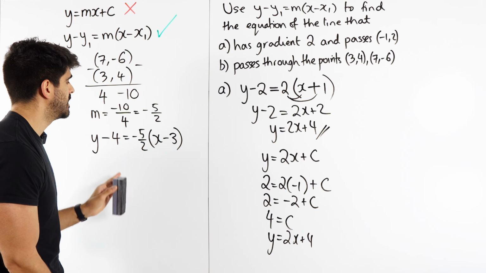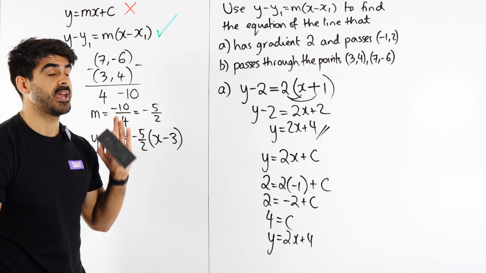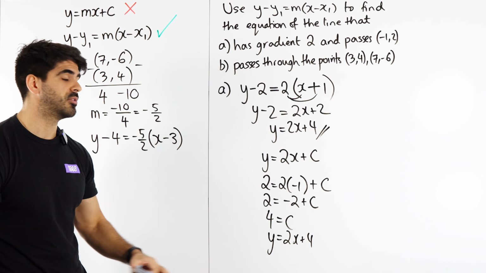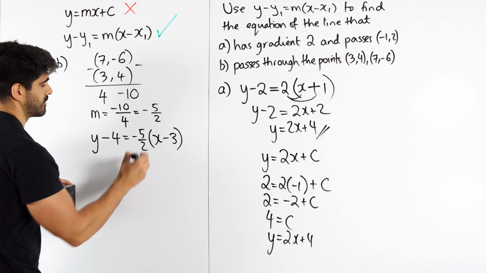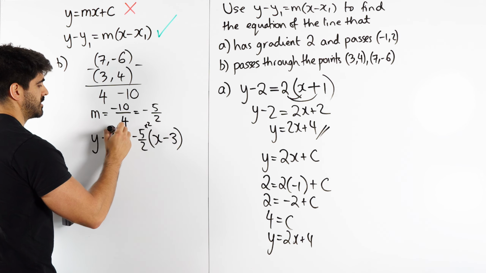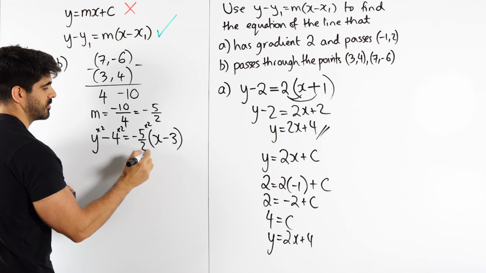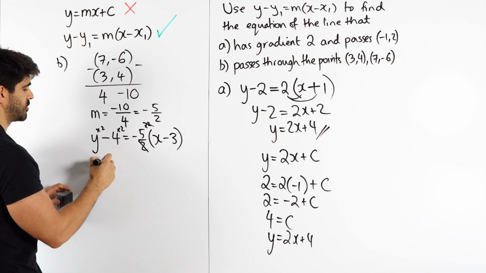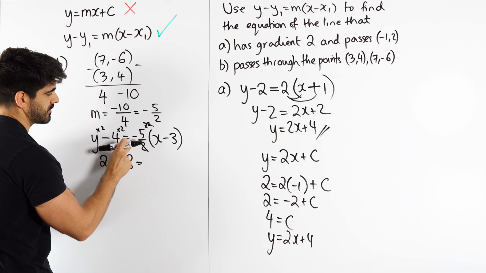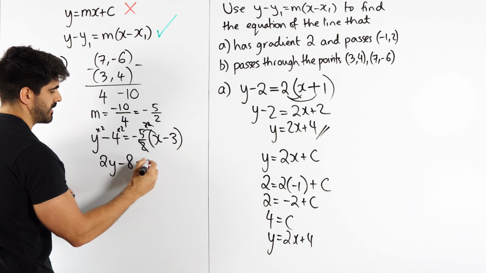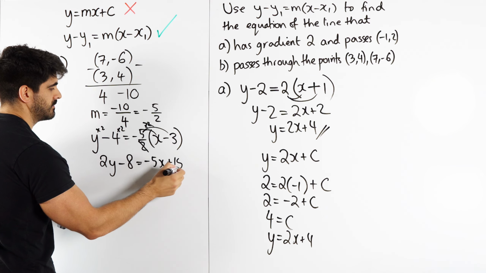However, traditionally, when we have fractional gradients, they like the form to be ax plus by plus c is 0, where everything is integers. We don't like fractions. So what I'm going to do is multiply everything by 2 to get rid of that division by 2. Remember, this is all one term, so we need to do it once. So that goes. So we have 2y minus 8 is, now that's just minus 5 because we multiplied by 2. So we can do minus 5x. And then we have minus 5 times minus 3 is plus 15.